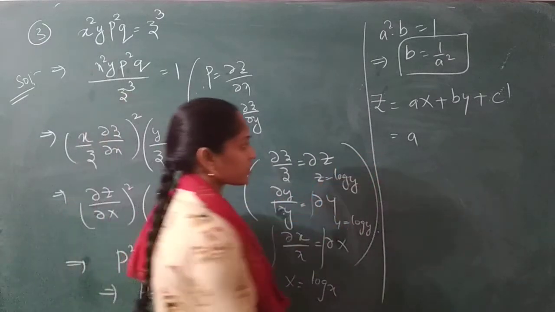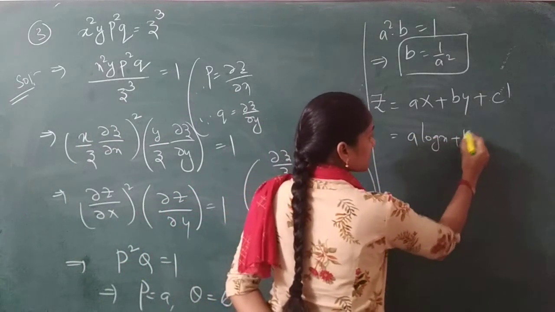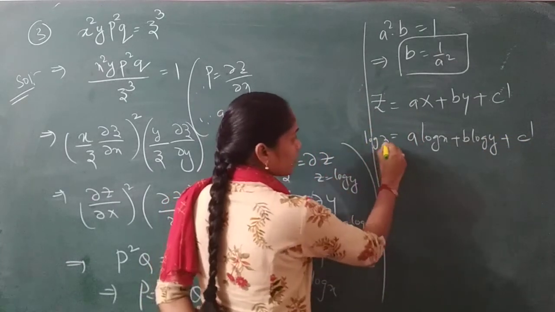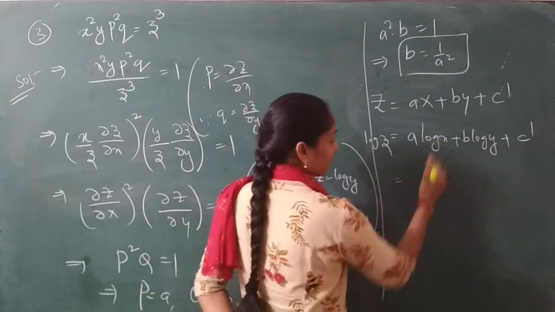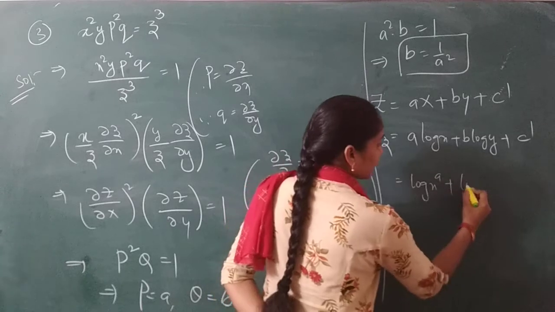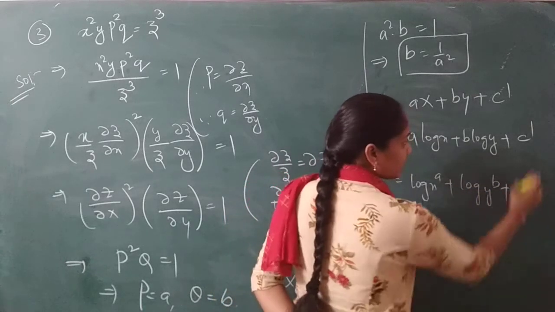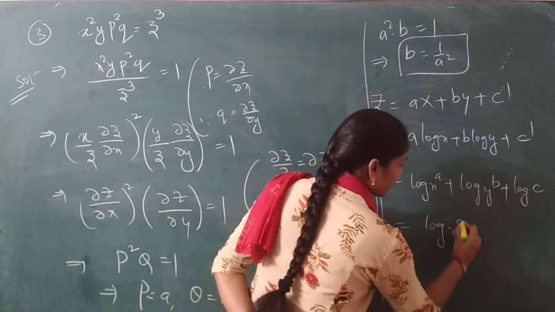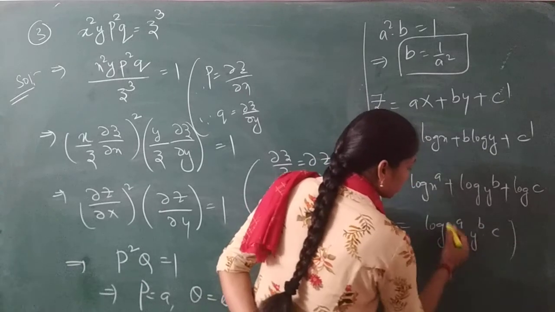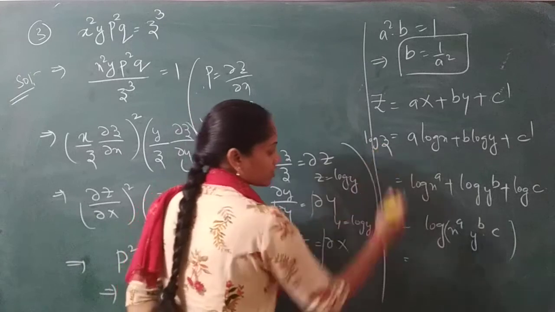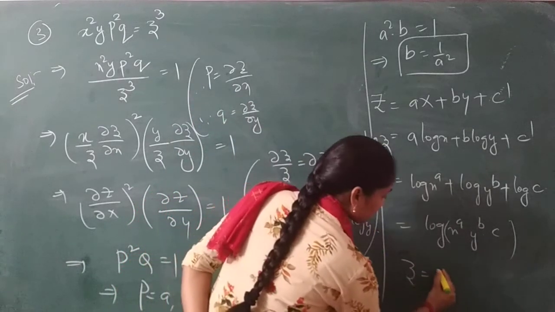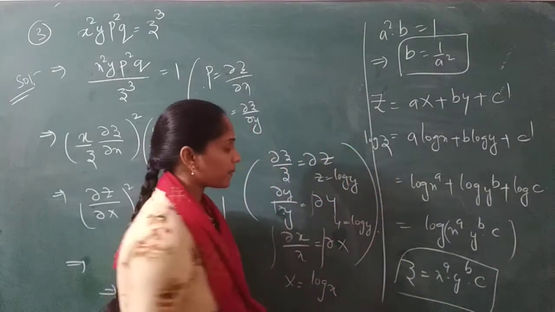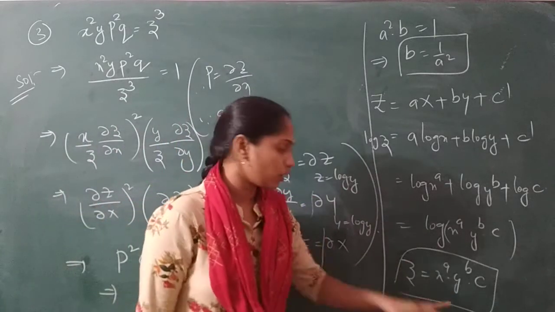So now substitute the values here. Log Z equals A log X plus B log Y, plus let us take C dash as it is, equal to log C as it is a constant. So now log X power A into Y power B into C. What is our LHS term? Log Z. Log is getting cancelled. So Z is equal to X power A, Y power B into C. This is your complete solution or complete integral of the given PDE like this.